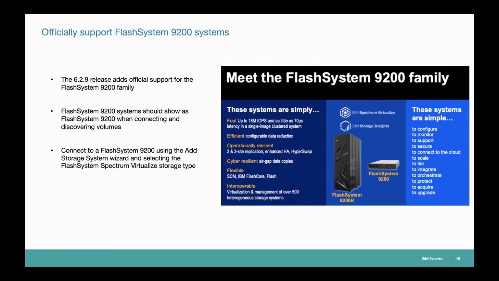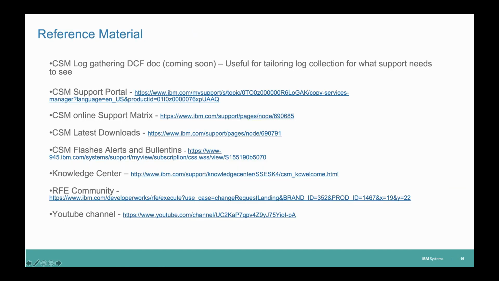Right, and I believe this is one of my last features, but just note that we now support the FlashSystem 9200 systems. We did support them before, but they would show up as an SVC option. We support any SVC-based storage system as they come out with them. However, if we don't know the model number, it may show up as an SVC versus the actual FlashSystem family name. But we added the official support for FlashSystem 9200 in 6.2.9, so it should show now as the 9200 system.